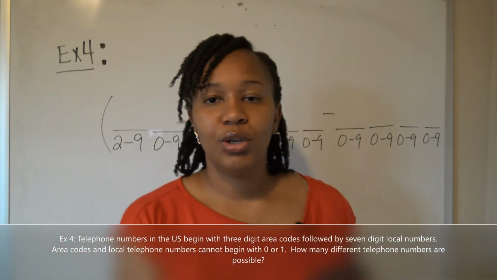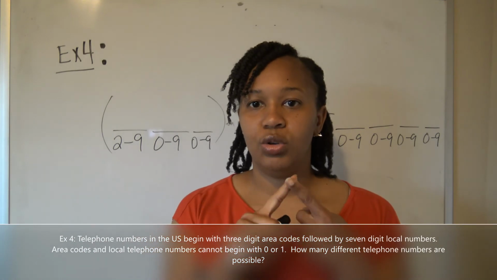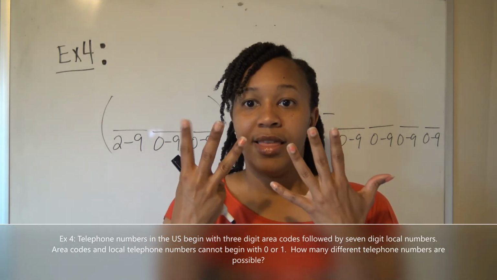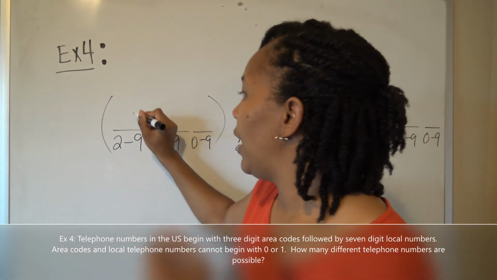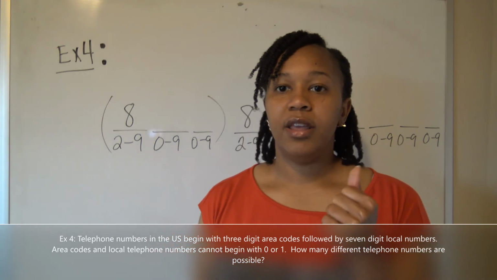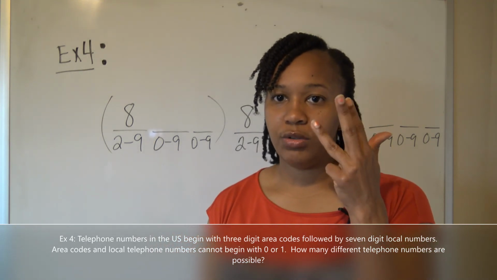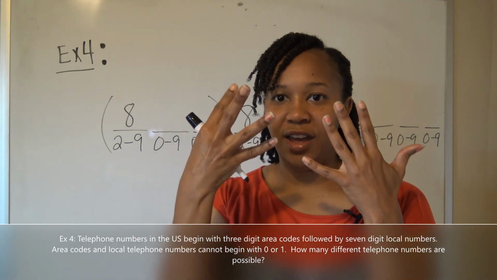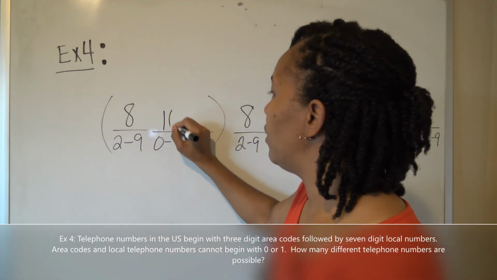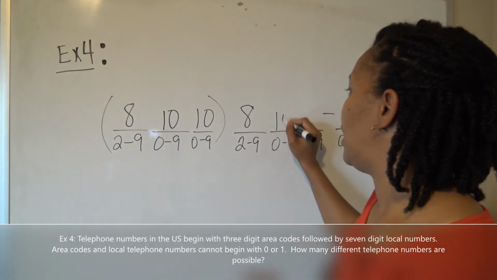So if you count 2 through 9, how many options is that? 2, 3, 4, 5, 6, 7, 8, 9. That's 8 options. So for the 2 through 9, that would be 8 options. And then for 0 through 9, you have 0, 1, 2, 3, 4, 5, 6, 7, 8, 9. That's 10 options. So for 0 through 9, each of those you have 10 options.